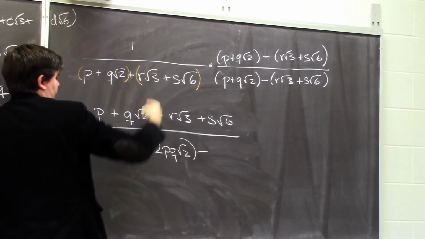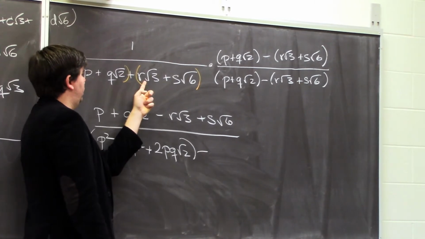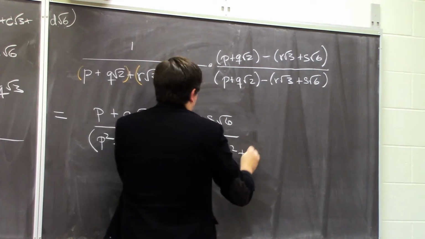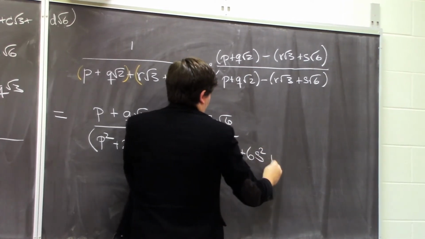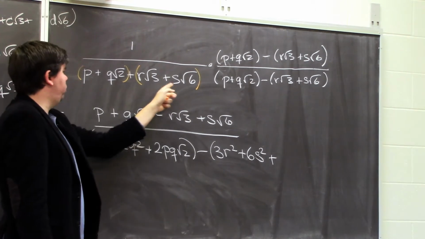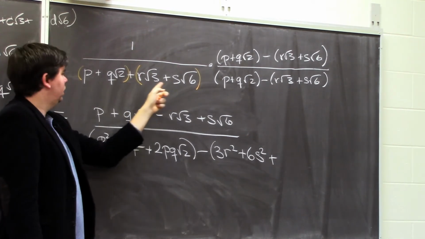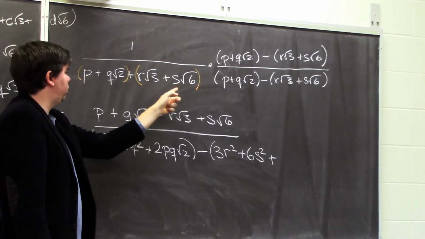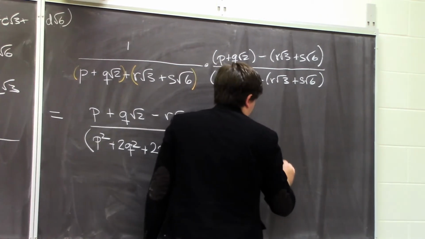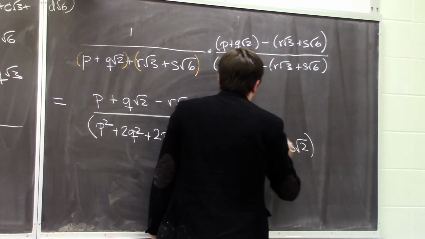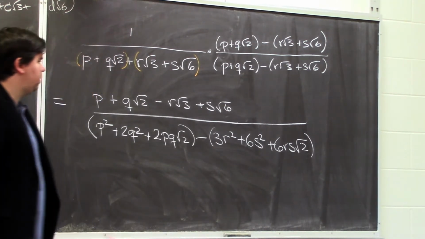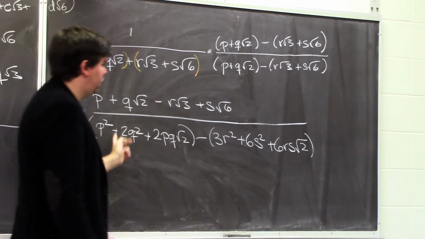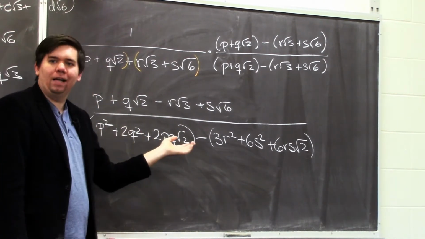Minus the second piece squared, which is going to be 3R squared plus 6S squared plus what? 2 times RS times root 3 times root 6. Root 3 times root 6 is 3 root 2, so you end up with 6RS root 2. Right? But this bottom then is just of the form rational plus rational root 2.